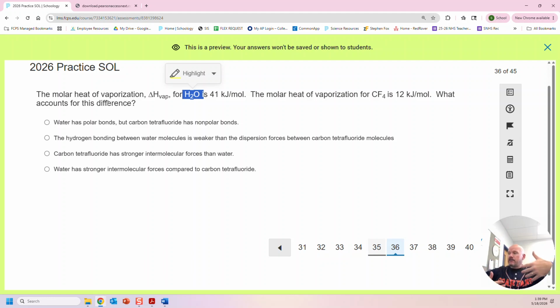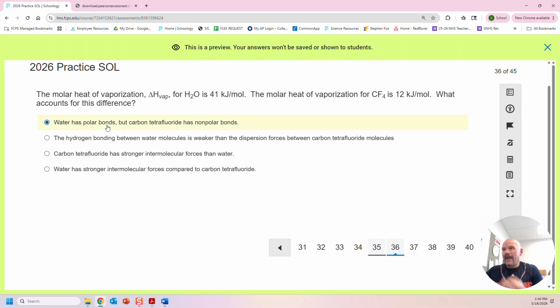So what's being broken? IMFs. So the stronger the IMFs, the more energy required to vaporize. So why does water have such a stronger molar heat of vaporization compared to CF4? It has stronger IMFs. All right, so that's what we're looking for. Water has polar bonds. It's true, but carbon tetrafluoride also has polar bonds. Remember, this one is polar, this one's not, right? This is symmetrical. So this molecule is nonpolar. Its only IMFs are London dispersion forces. This molecule is polar. It has hydrogen bonding and London dispersion forces.